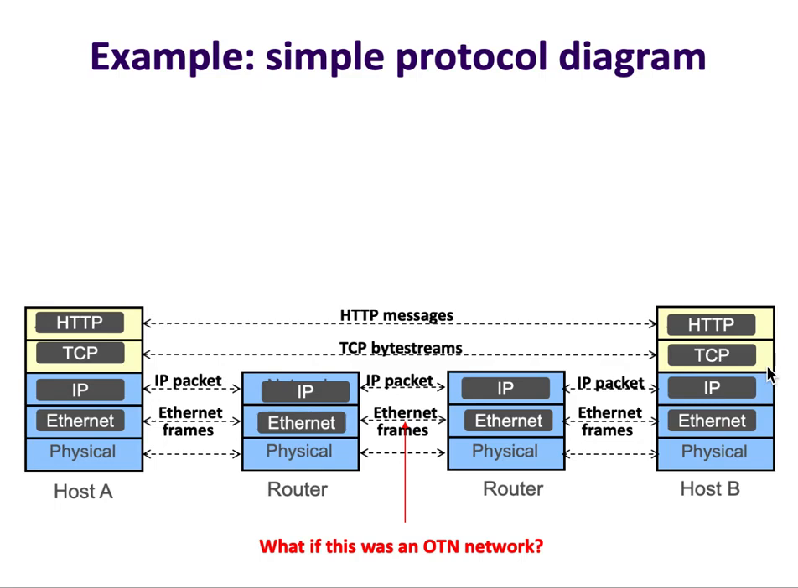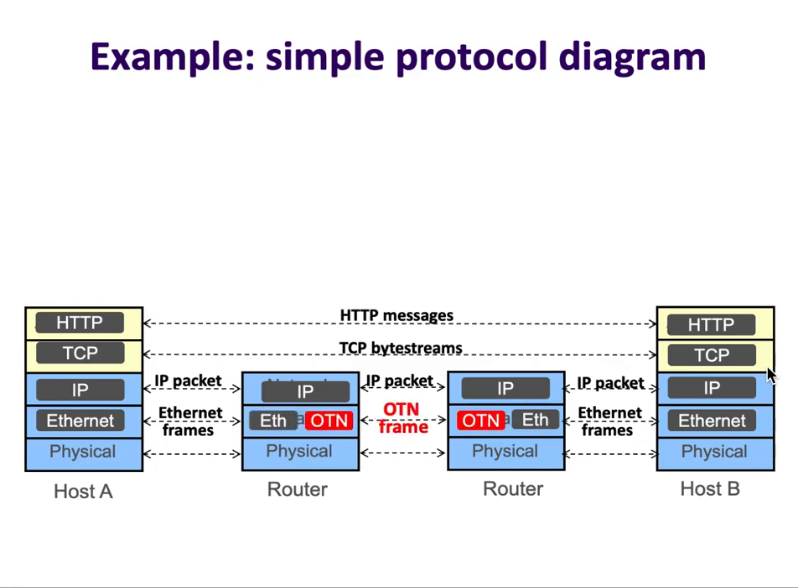What about at the Ethernet layer between those two routers? So I told you Ethernet, I can't have an Ethernet sender talking to an OTN receiver, and Ethernet doesn't understand OTN. What would I do? Yep. Exactly. So the routers would implement both.